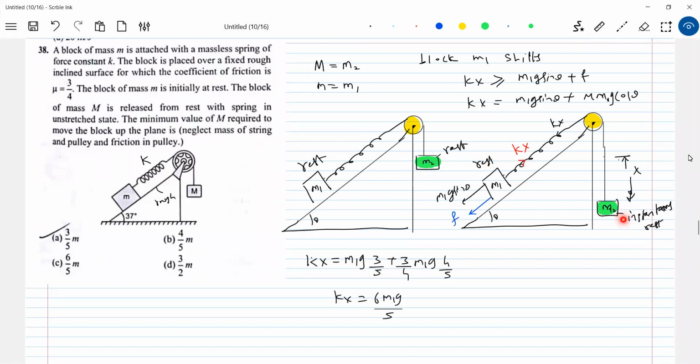So therefore, I'll call it instantaneous rest. Shall I write rest or instantaneous rest? Instantaneous rest. It will be oscillating. The block M2 will be here oscillating. And now the very first question: sir, why are you taking instant? Why not equilibrium? I'm going to justify it.